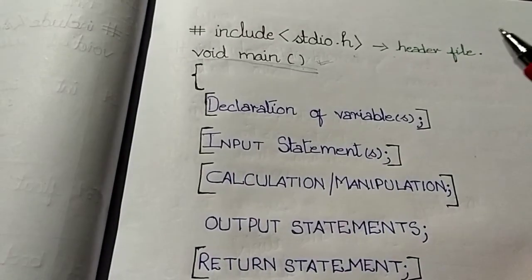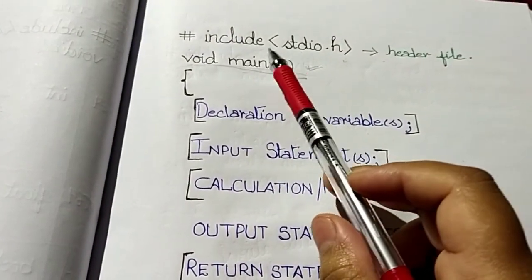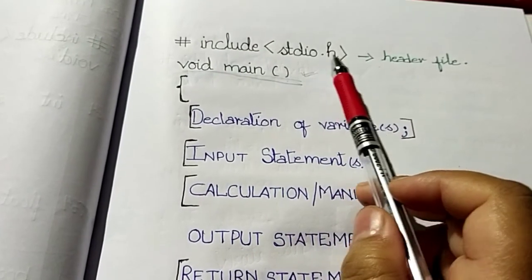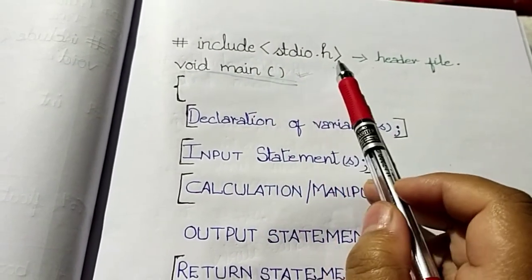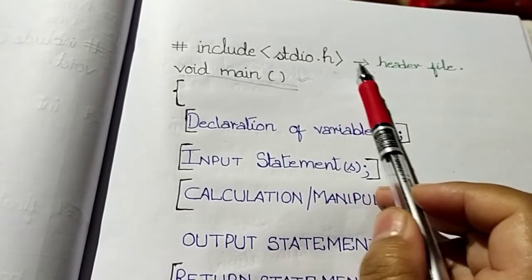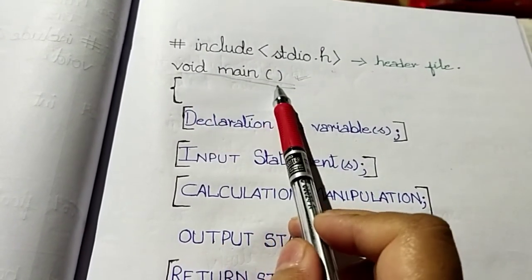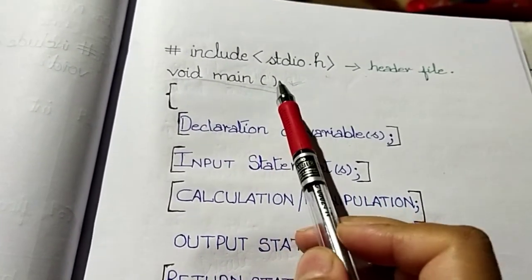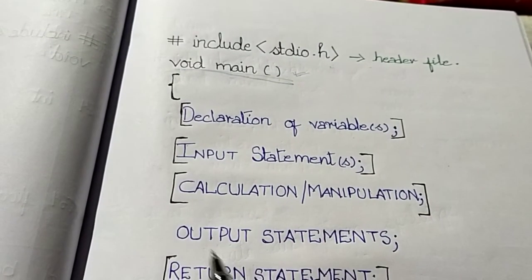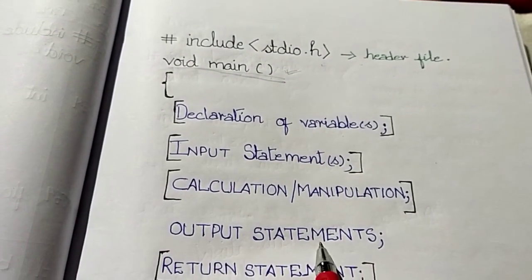Hello everyone. In the previous class, I explained to you about the header file, that is #include stdio.h. Then I explained to you about the main function. In today's class, I'm going to explain to you about the output statement.